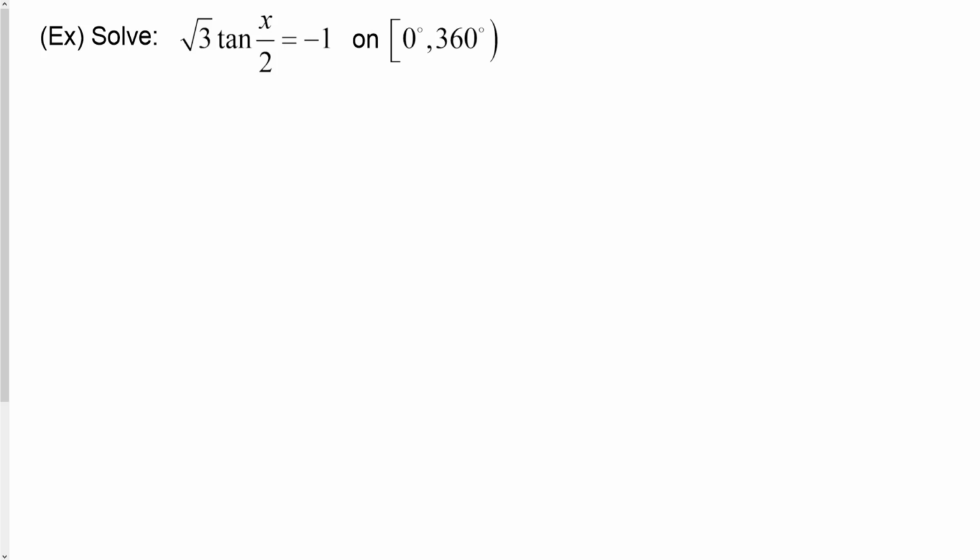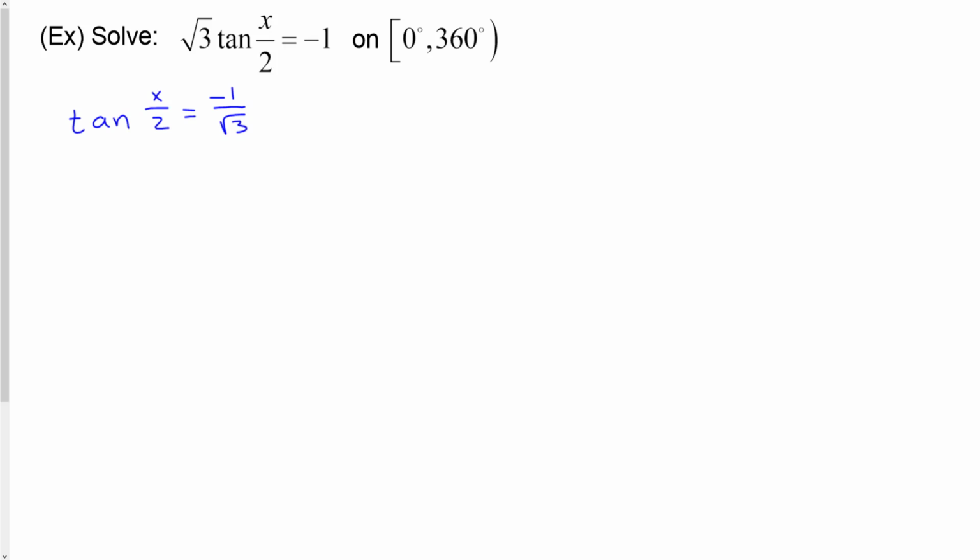Lastly, solve the square root of 3 tangent x over 2 equals -1 on the interval from 0 to 360 degrees. All right, first things first, let's solve for tangent x over 2. So all I need to do is divide both sides by the square root of 3. Now, we're not going to change this into a half angle identity. We're just going to leave it as is.